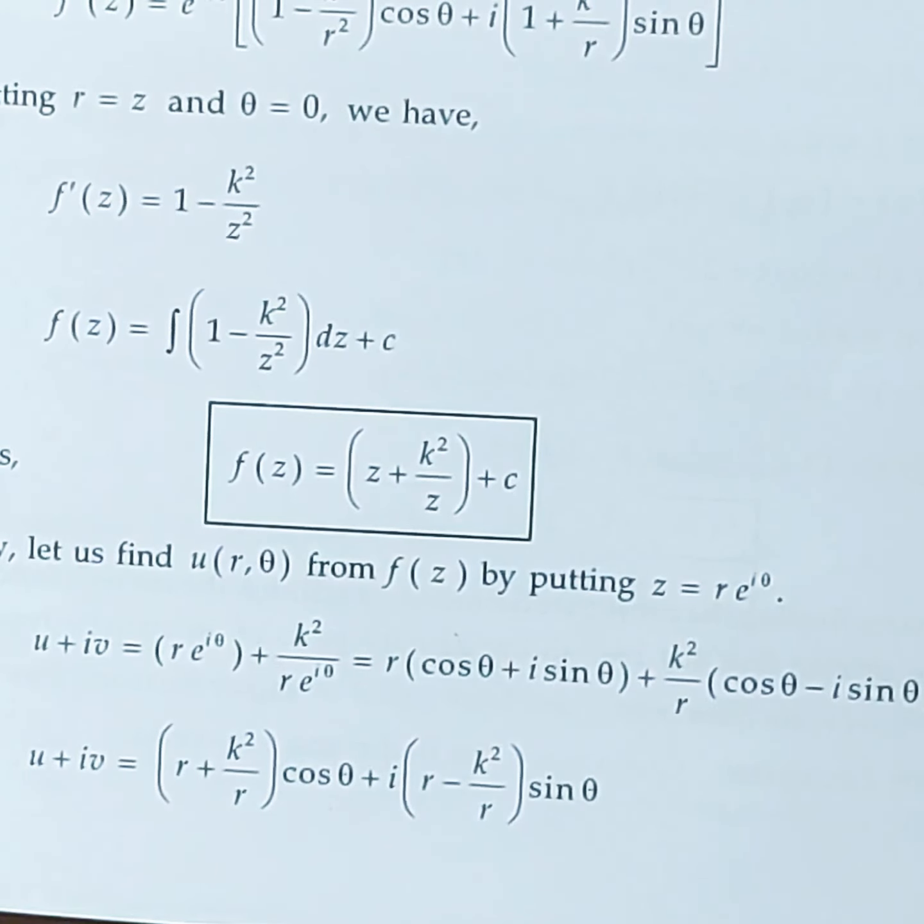In case they ask like that, it is very simple. If it is Cartesian, put z as x plus iy. If it is polar, substitute z as r e power i theta and segregate the real and imaginary parts.